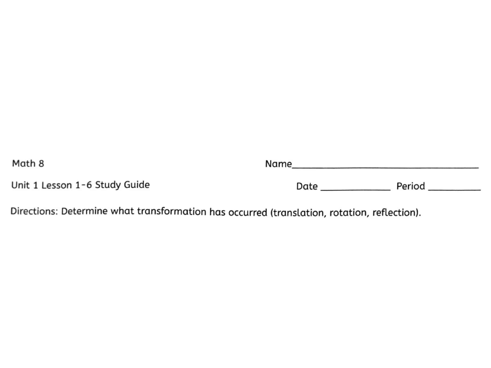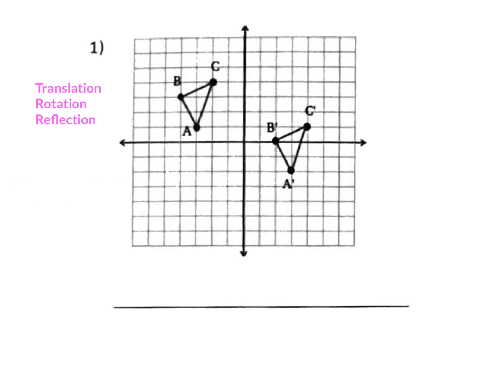Here is your Unit 1, Lesson 1 through 6 study guide. The directions are to determine what transformation has occurred. Is it a translation, a rotation, or a reflection? So here's a look at number 1.